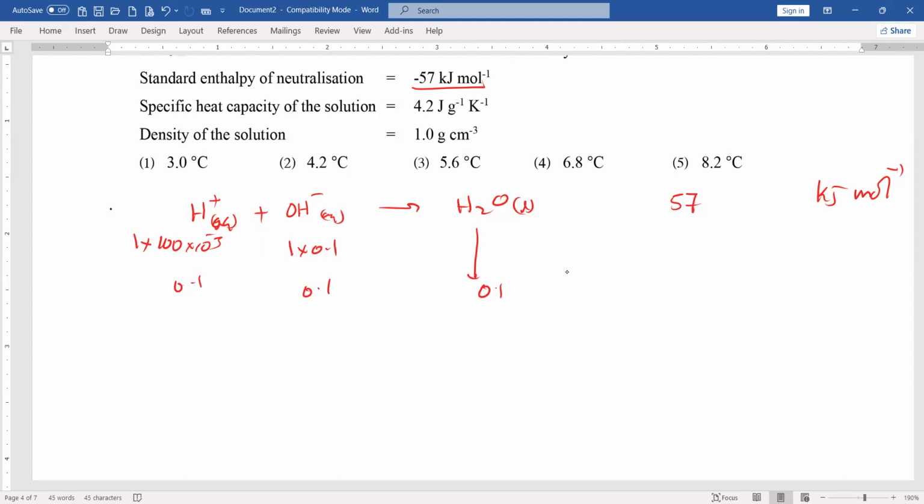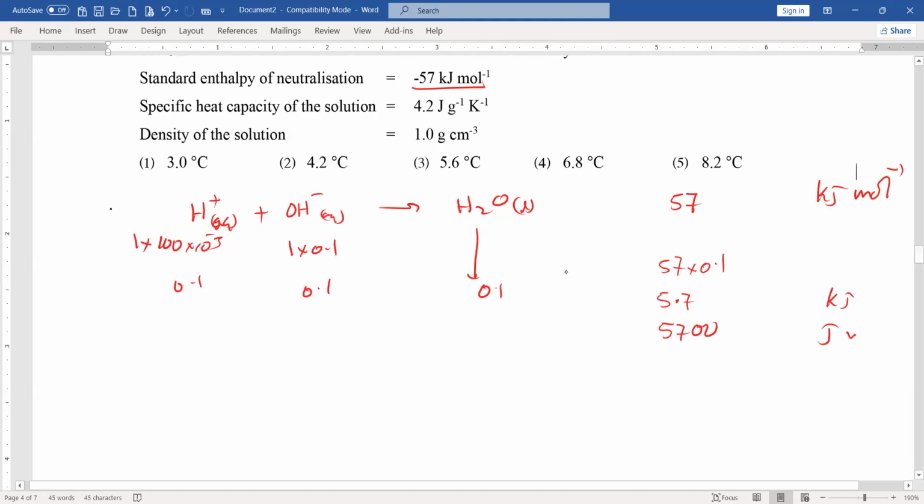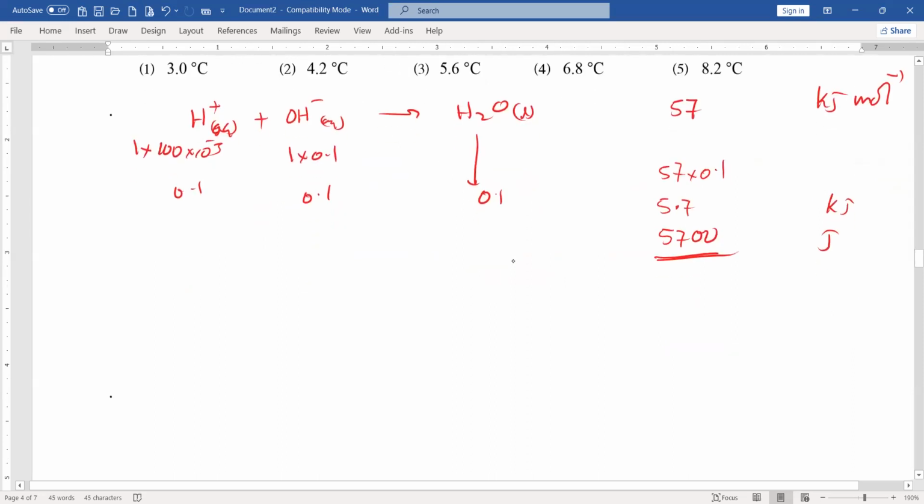Then the heat related to that will be 57 into 0.1. Then it will be 5.7 kilojoules, or 5,700 joules. In this case, no need to put per mole. Actually, this is not per mole, it is just for 0.1 mole. So this is the amount of heat liberated when this reaction is taking place. That is the Q, the heat.